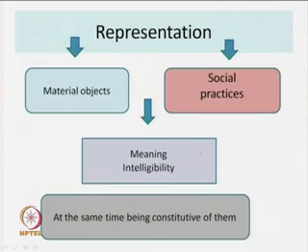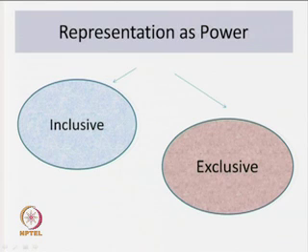We also saw that representation is about both material objects and social practices. Okay? So, we saw that representation could be about both tangible things and intangible things, and representation contributes to meaning and intelligibility, and at the same time is also constitutive of both the object and the meaning. We then also saw that representation as power both includes and excludes meanings. Okay? So, we also talked about there being a range of potential meanings that do not, so to speak, see the light of day. They are excluded as far as power is concerned. So, power, which is the topic of today's discussion, is deeply related to representation.